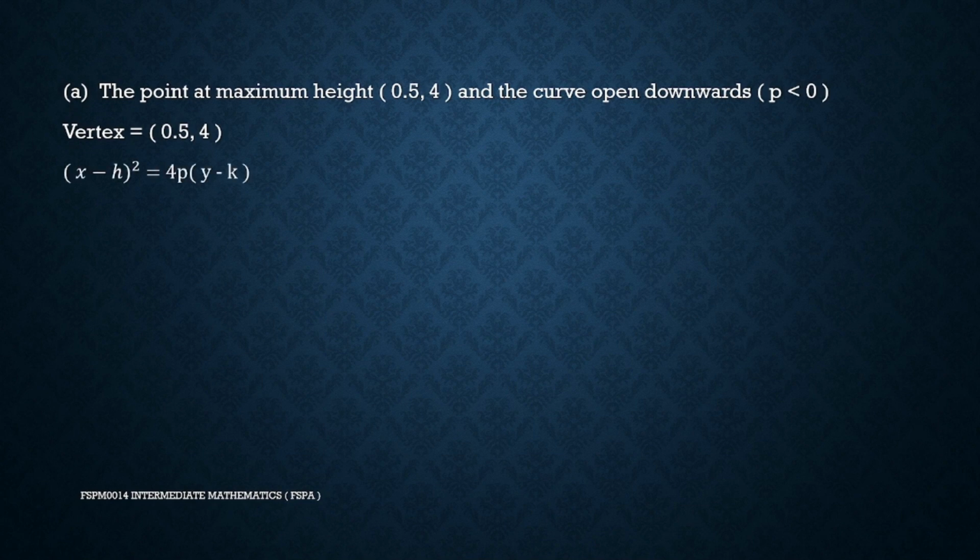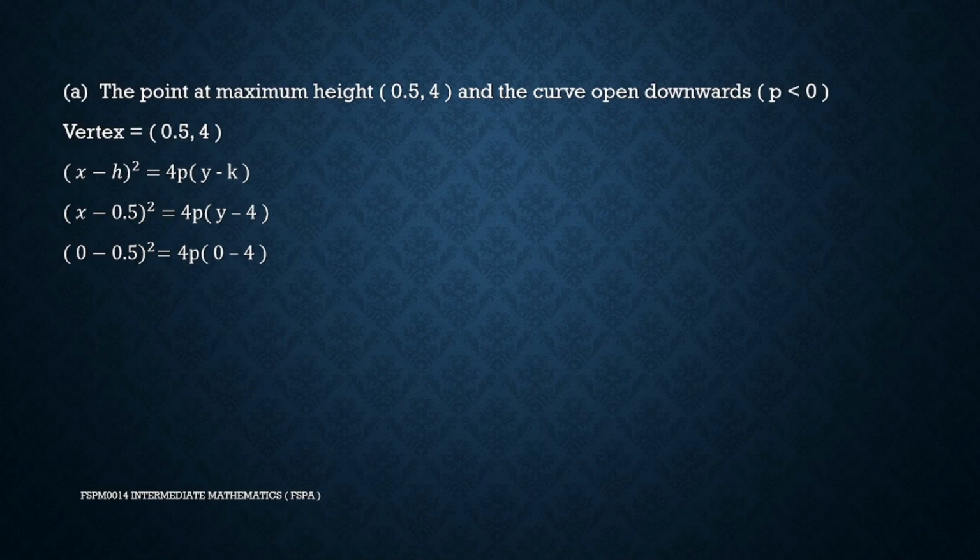So to find the equation, we just use the equation (x minus h) squared equals 4p(y minus k). We substitute in the h and k values, which are the vertex, and we can find the equation. Until here, we still don't know the value of p. So we need one coordinate from the curve, which the question already mentioned: the origin, x equals 0, y equals 0, to find the p value.